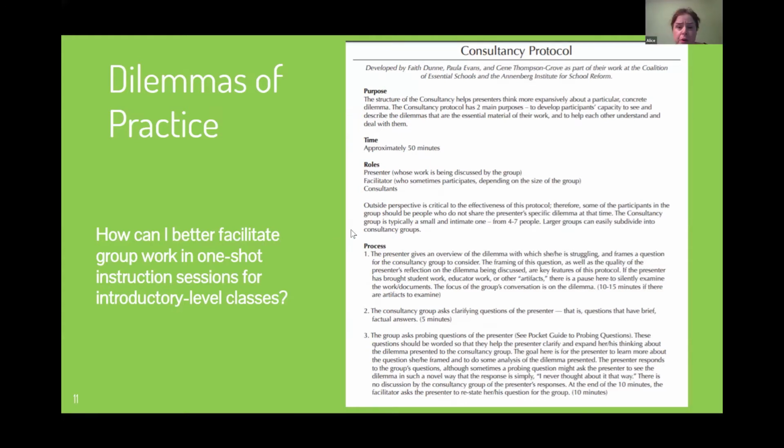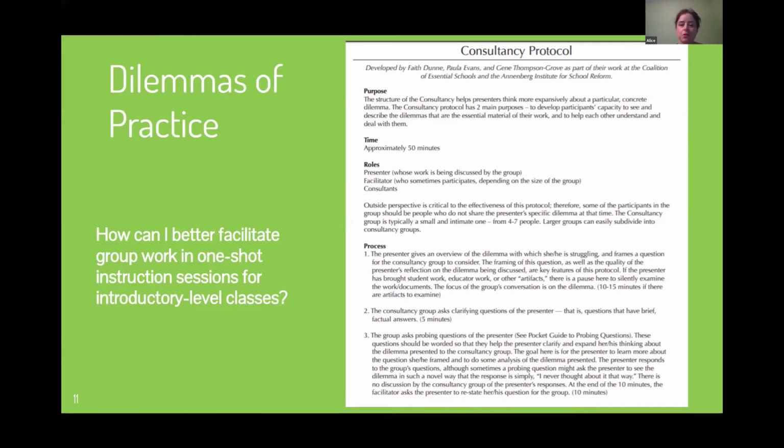In the consultancy protocol, the presenter has up to, I think, 15 minutes to present their dilemma, the dilemma they're struggling with. And they can share artifacts, just to give everybody the context for the problem they're working on. So one dilemma that I've brought in the past, which may be familiar to some of you, is how can I better facilitate group work in one-shot instruction sessions for introductory level classes.